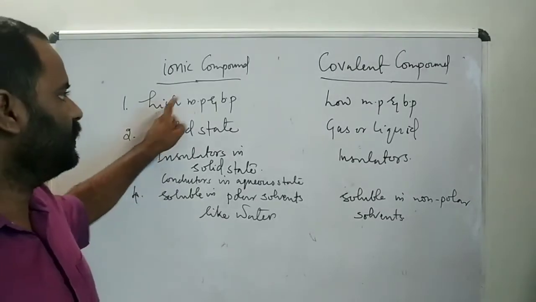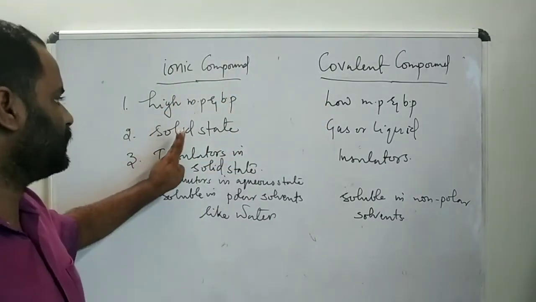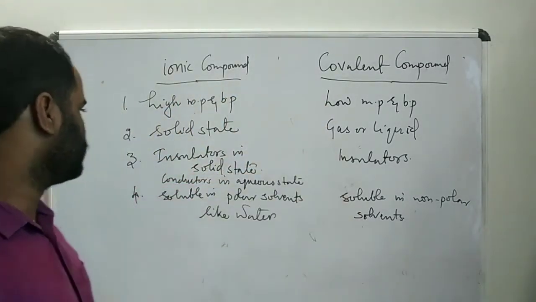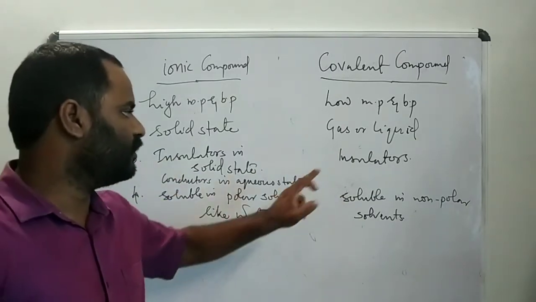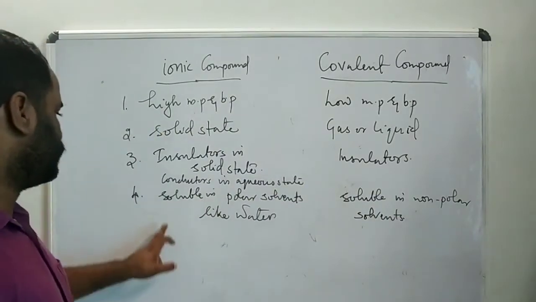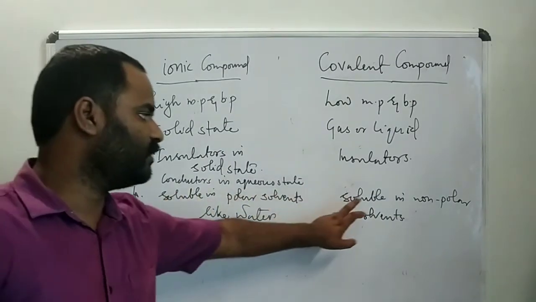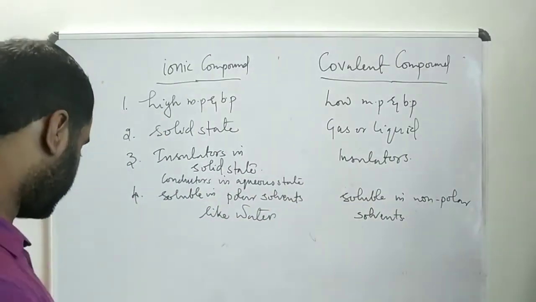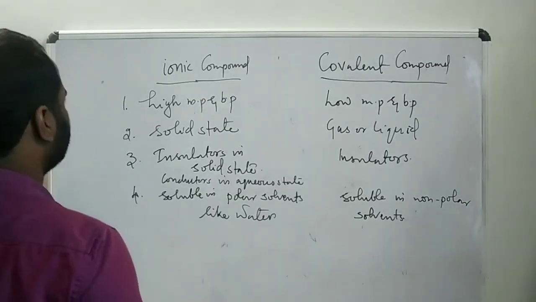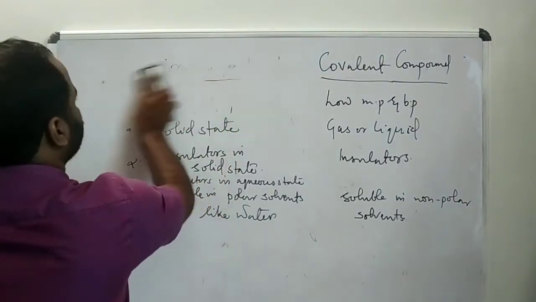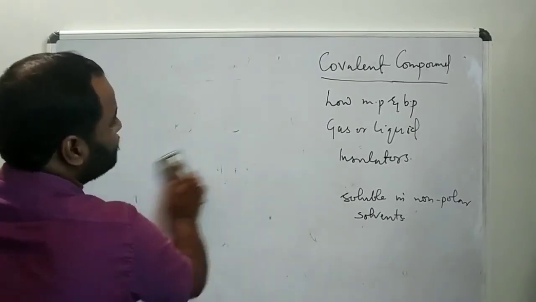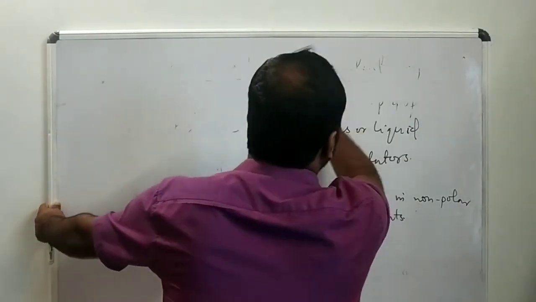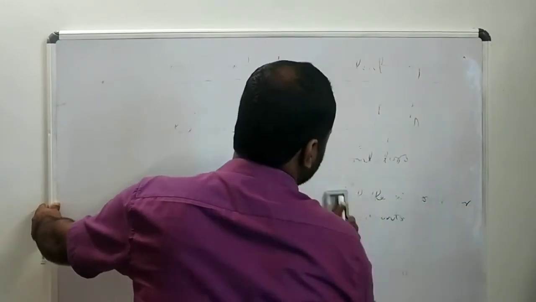High melting point here, low melting point there. Solid state, gaseous or liquid state. Insulators in solid state, conductors in aqueous or molten state; always insulators. Soluble in polar solvents, soluble in non-polar solvents. These are the differences between ionic and covalent compounds. Now we can move on to the third category of bonding, that is coordinate bond.